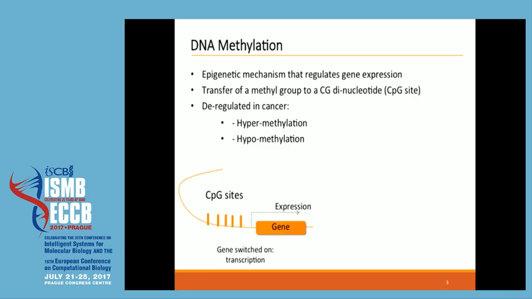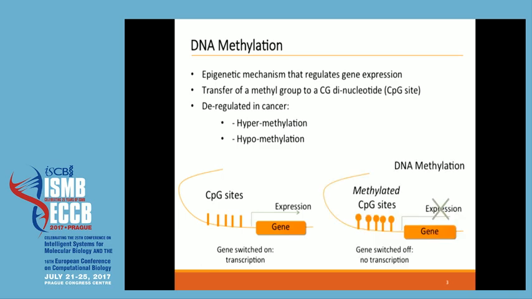A gene that is expressed in the normal tissue state will typically be unmethylated within its regulatory promoter region, whereas in cancer, this region can become hypermethylated, resulting in loss of gene expression through loss of transcription. So DNA methylation in this instance is having an effect similar to a genetic mutation.